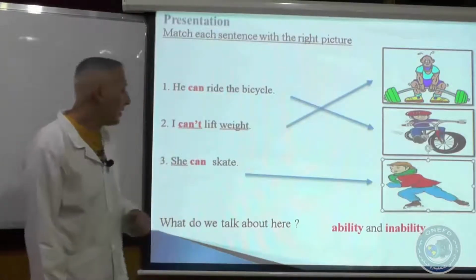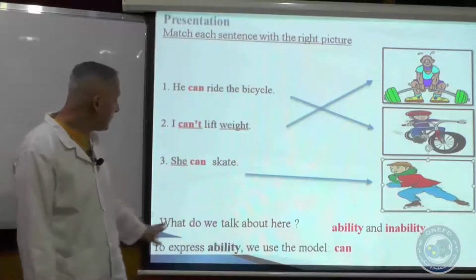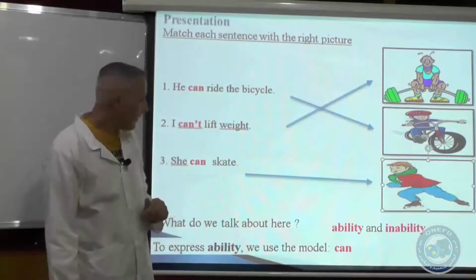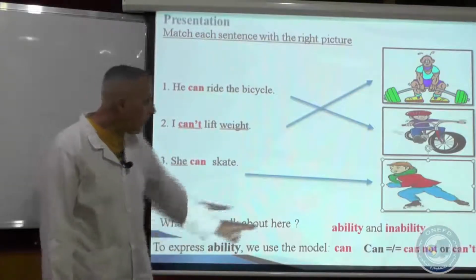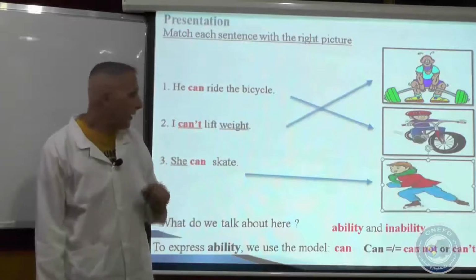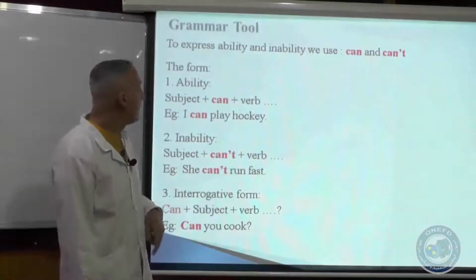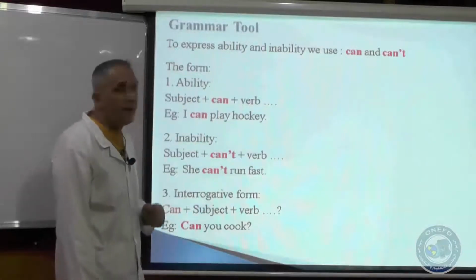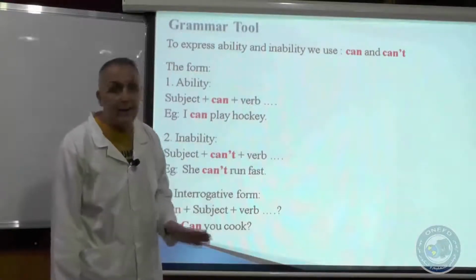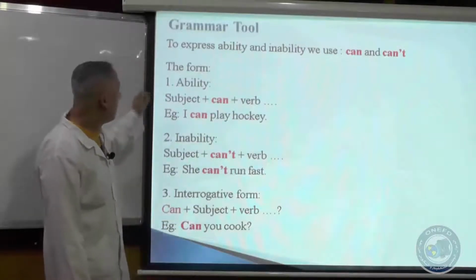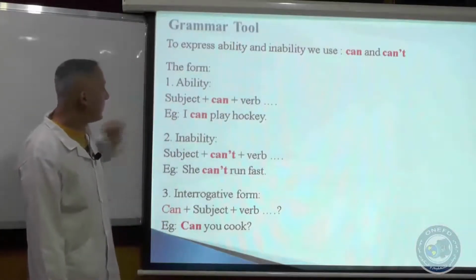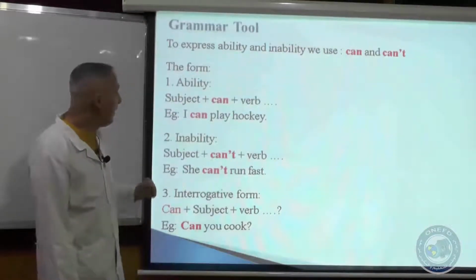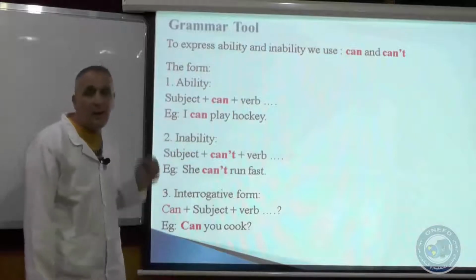To express ability, we use the modal word can. And the opposite of can is cannot or can't. Let's see. To express ability and inability, we can use can or can't. The form. Number 1, ability. We use the subject, the modal word can, and the verb, which should be in the infinitive. Example, I can play hockey.